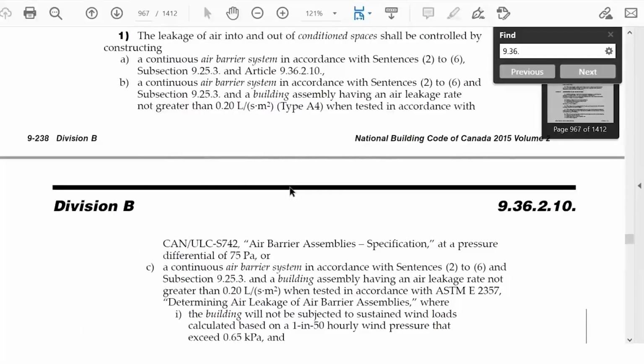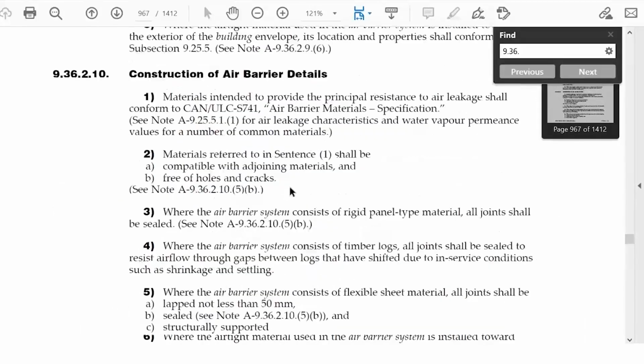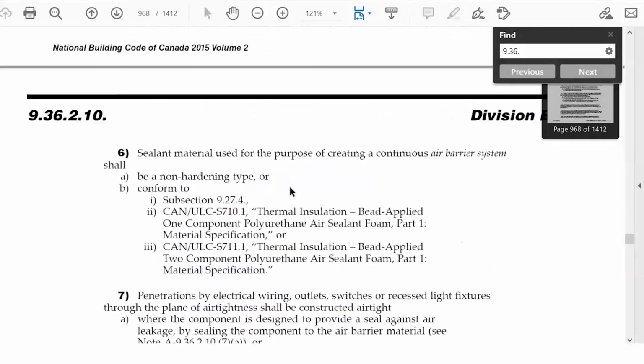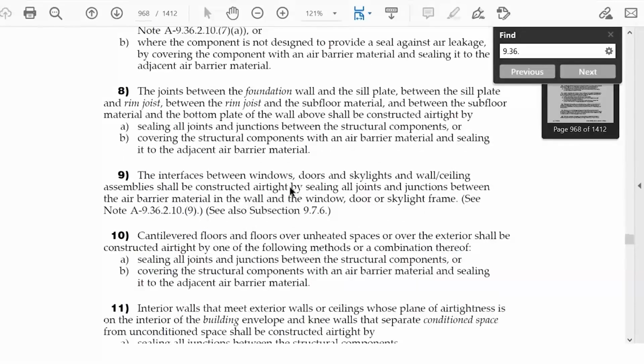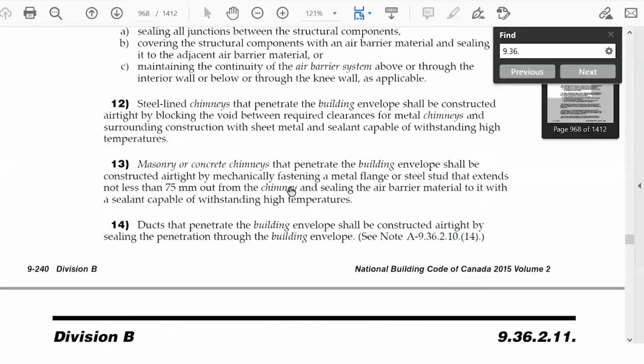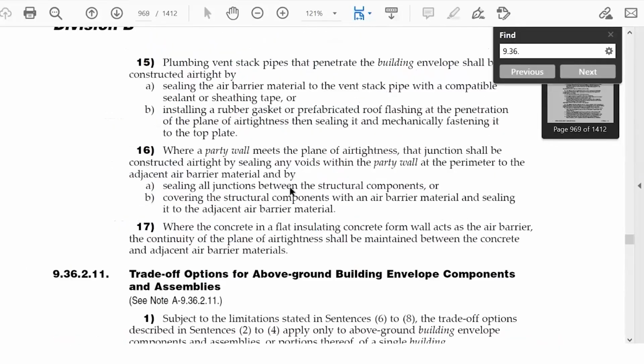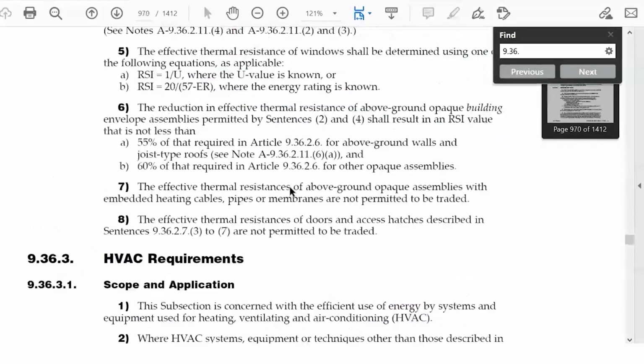Air tightness, this is for air barriers. You've got specific provisions, the details of the construction of the air barriers for the joints, locations, interfaces, depending on the type of construction you're dealing with, whether with chimneys, steel liner chimneys or masonry concrete chimneys, party walls, air tightness. Finally, you've got trade-off options for above ground building envelope components and assemblies.